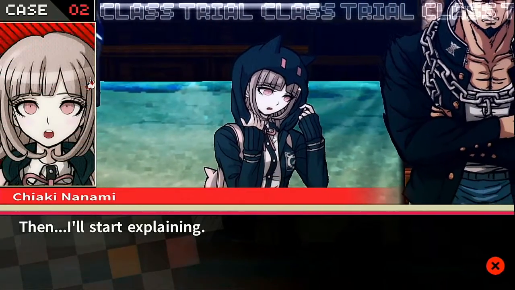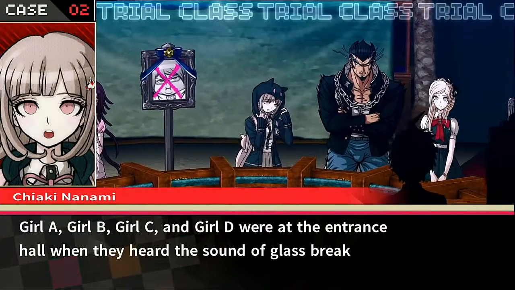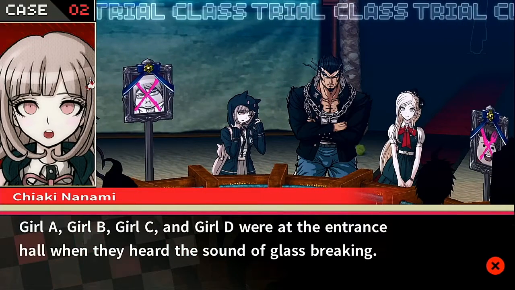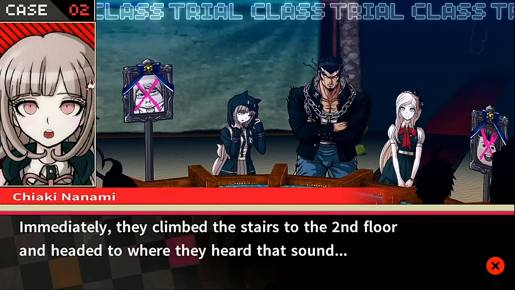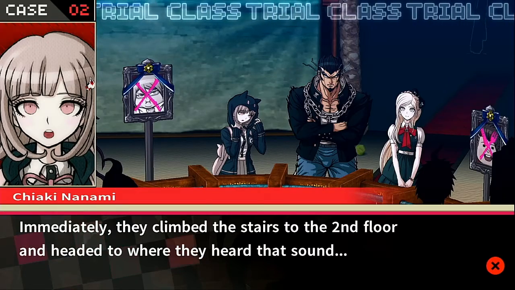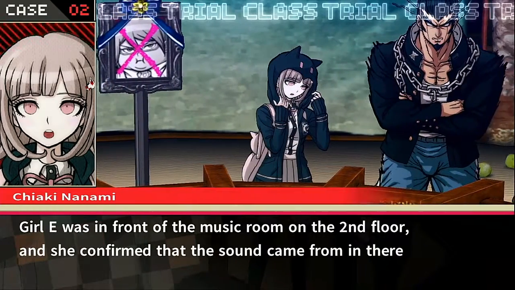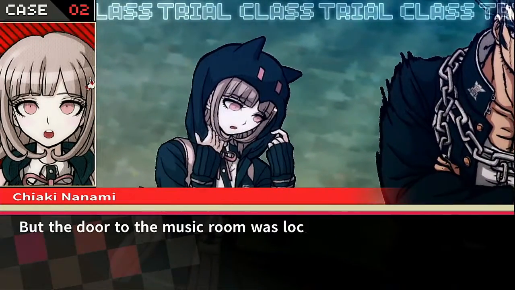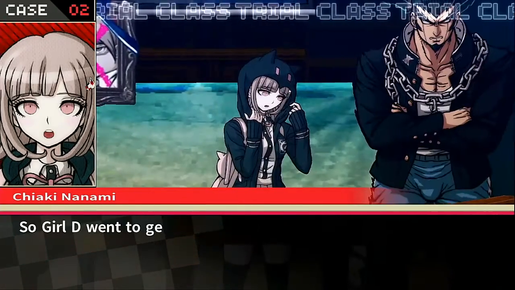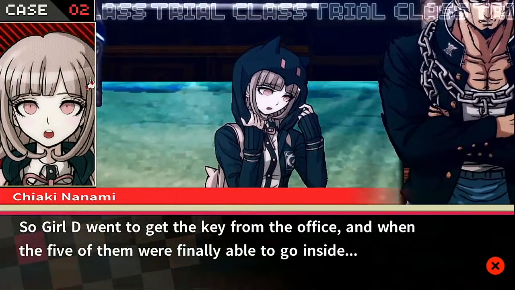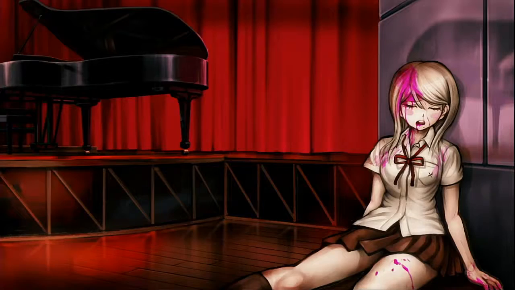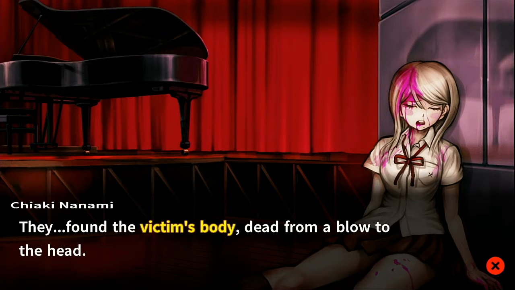Then, I'll start explaining. Girl A, Girl B, Girl C, and Girl D were at the entrance hall when they heard the sound of glass breaking. Immediately, they climbed the stairs to the second floor and headed to where they heard that sound. Girl E was in front of the music room on the second floor, and she confirmed that the sound came from in there. But the door to the music room was locked. So Girl D went to get the key from the office, and when the 5 of them were finally able to go inside, they found the victim's body, dead from a blow to the head.